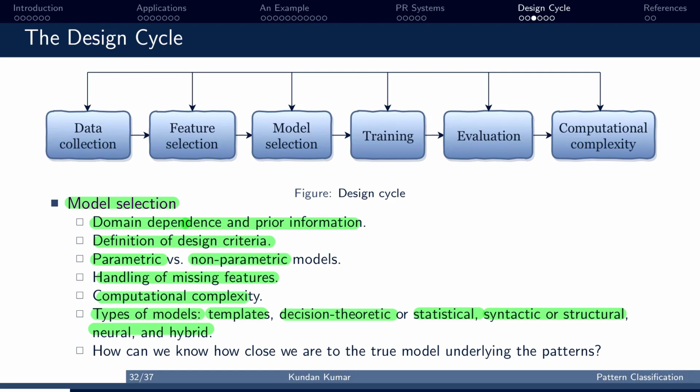We can know how close we are to the true model underlying the patterns. So how do we know that we are close to the ideal situation? That means whatever we want to perform, our model is performing at that level. That is the question. It is unsolved. Basically, in the post processing evaluation, we check whether our model is performing on the test data sample or on an unseen data sample or not. That kind of thing we can check for the model selection.